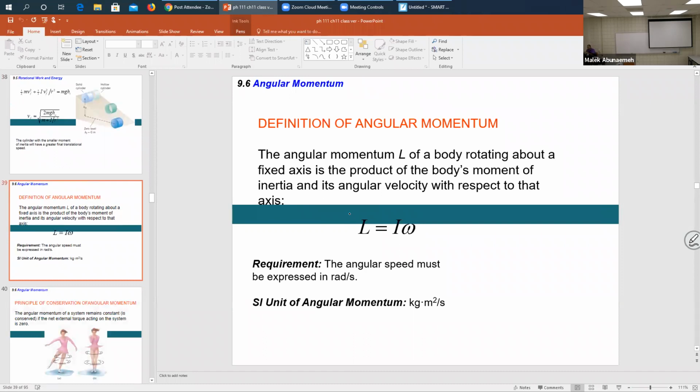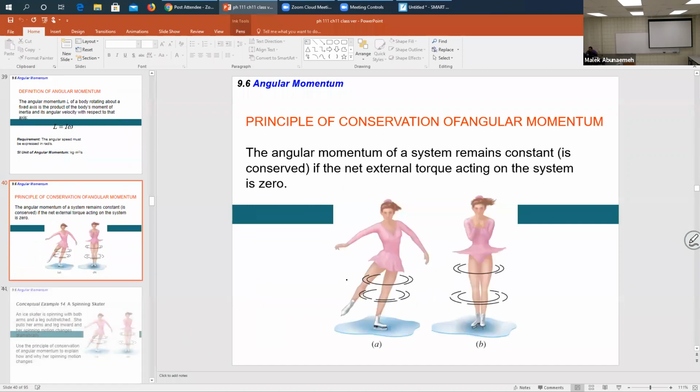So we define the angular momentum. The angular momentum L of a body rotating about a fixed axis is the product of the body's moment of inertia and its angular velocity with respect to that axis. So L equals I omega. Your angular momentum is in kilogram meter squared per second, and your angular speed is in radians per second. This is basically the example we talked about: when you have an ice skater turning fast, her arms are inside. When she puts her arms up, her speed slows down.